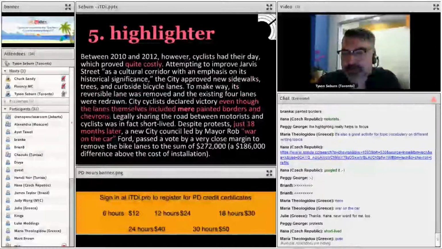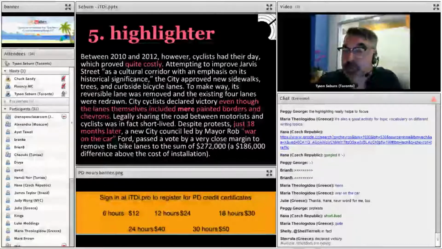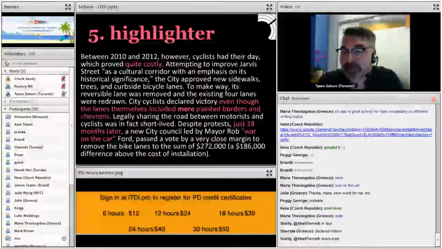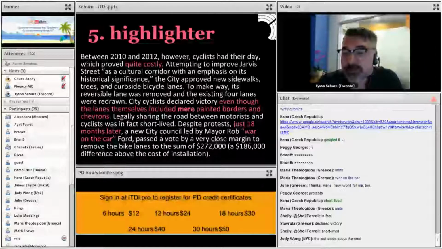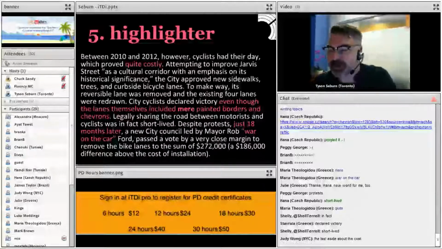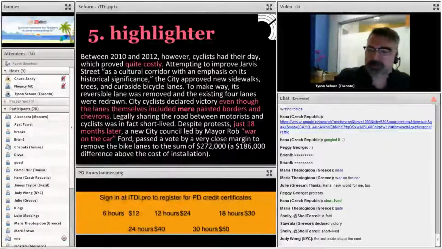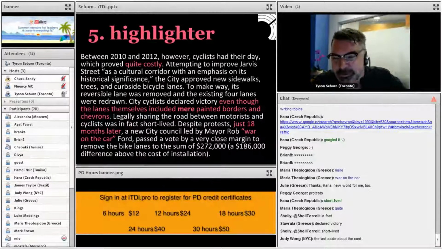So here's some things, right? Something proved quite costly. That sort of shows that they believe it's overly expensive. Even though the lanes themselves included mere painted borders and chevrons, that suggests that the author believes that the painted borders are not so good, right? Just 18 months later, that suggests that it was a little too early to change that decision. And of course, war on the car. Once you talk about that a little bit more, you're going to notice that it's kind of a dig at Mayor Rob Ford, in fact.